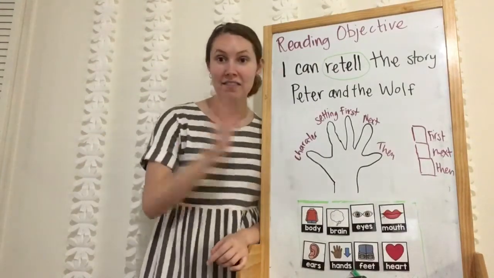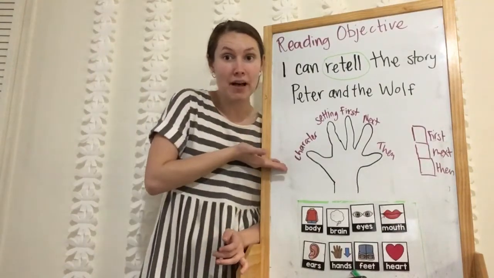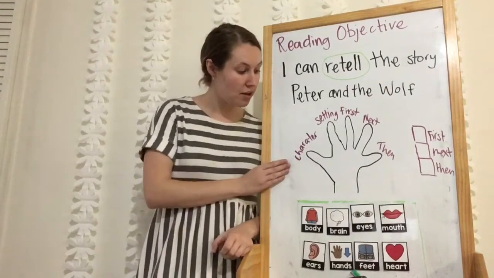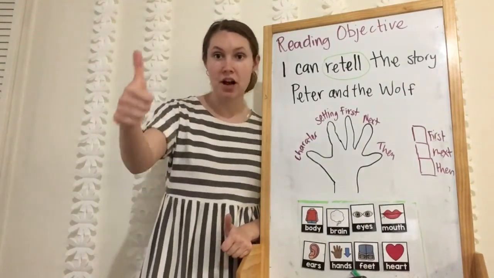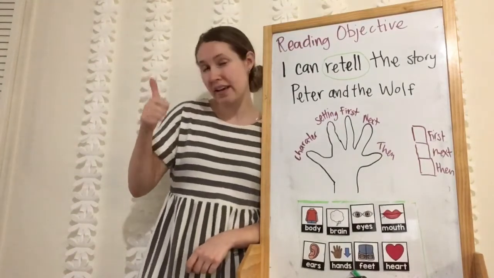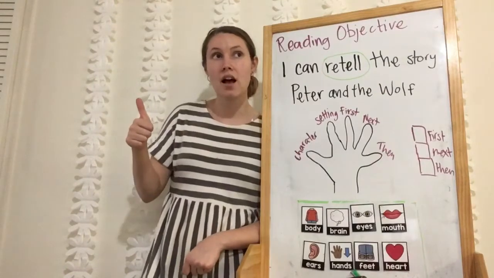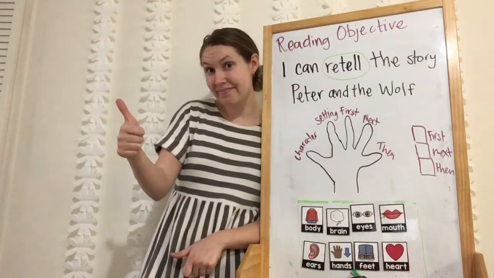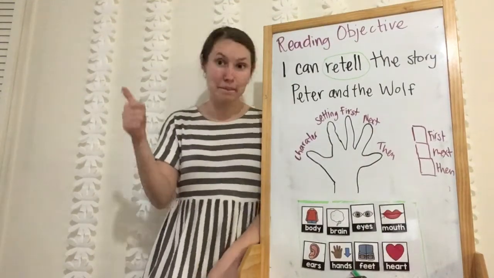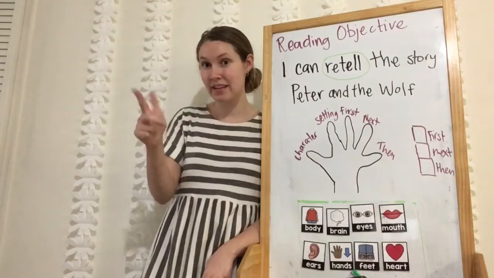So if our 5-finger retell is our strategy, it's going to help us to retell the story of Peter and the Wolf. For our 5-finger retell, our thumb is our characters. Let's think about who the characters are in Peter and the Wolf. I remember Peter and his grandfather, the cat, the bird, the wolf, and the hunters.